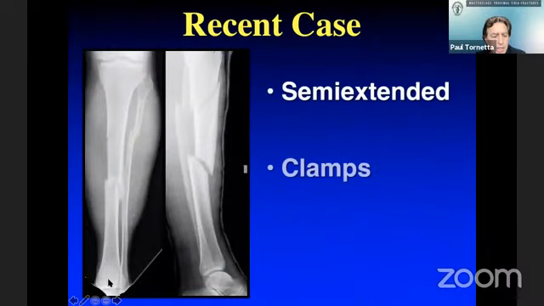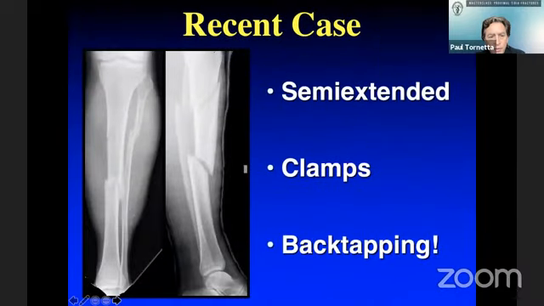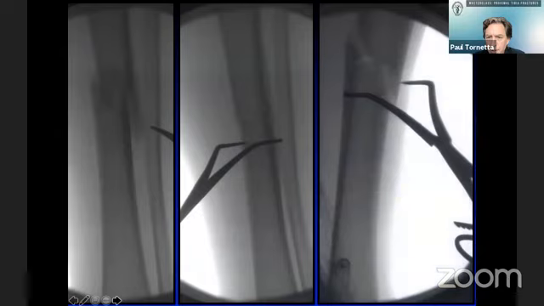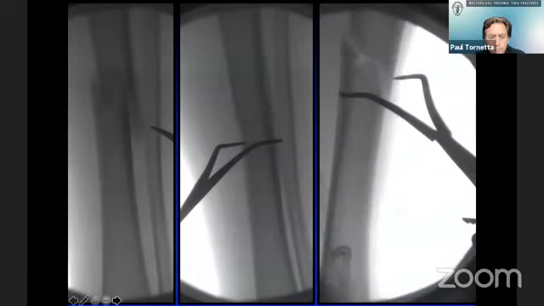So this is a recent case that kind of had all these things. So it's a segmental fracture. I did it in relative extension. I used clamps and I actually had to back tap it. So I like to show these, just something recent. So here you can see one of the fractures being clamped, and there's our reduction.